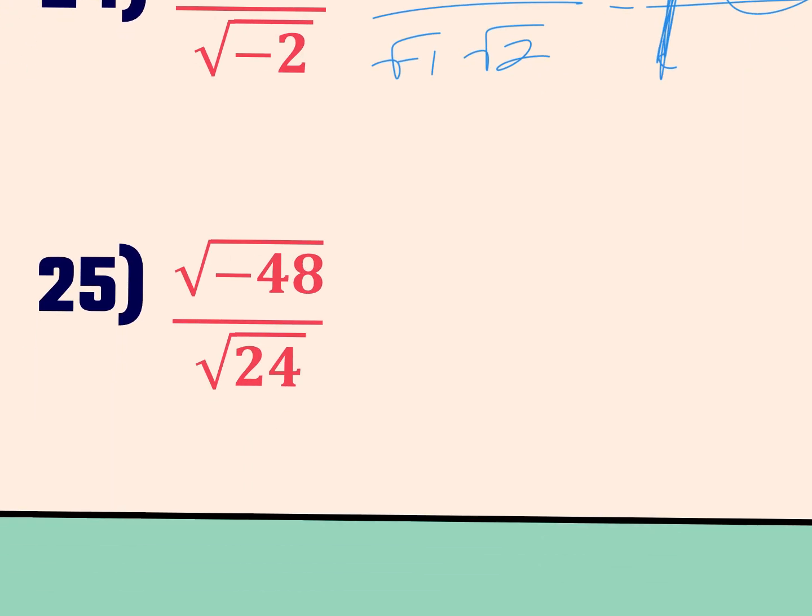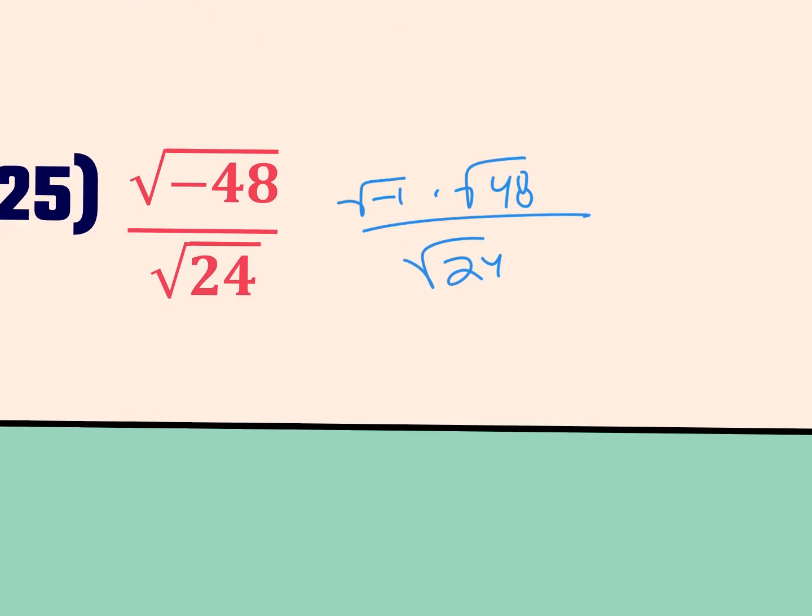All right, what do we notice about this one? Do they both have negatives underneath? No. So let's go ahead and separate first. Take that negative, square root of negative 1 times the square root of 48 over the square root of 24. What is the square root of negative 1? I, okay. I'm going to go ahead and take that out.